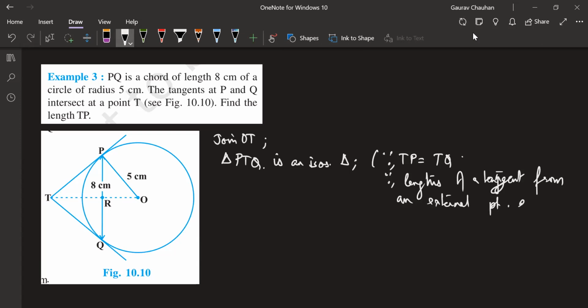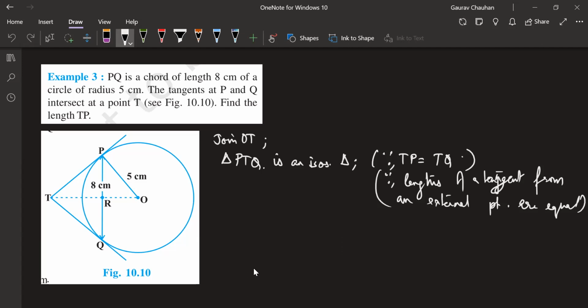Now, since this is a calculation question, you don't have to write all of these steps here. If you write just this much, it should be enough. But I'm just writing for the sake of clarity. So TP is equal to TQ, as the lengths of tangents from an external point are equal. Now, if you notice very carefully, what does that give us?